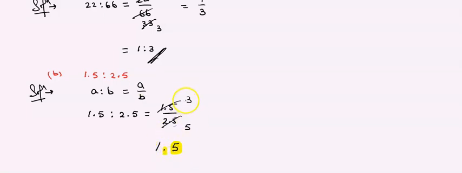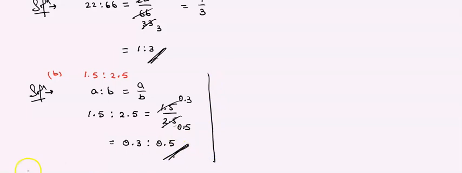So what can you do here? Keep the point here, you can take 0. Before 3, keep the point. Before 5, keep the point. Before the last digit, keep the point. So the answer is 0.3 is to 0.5. This is the final answer.